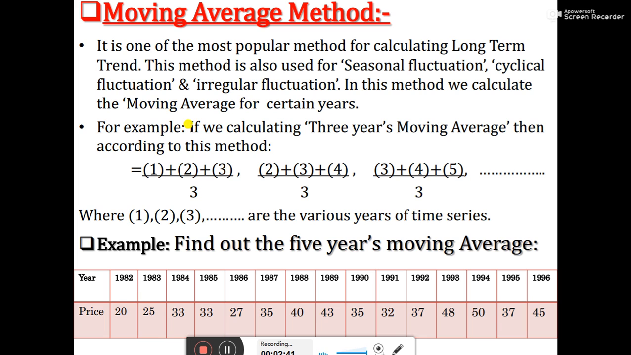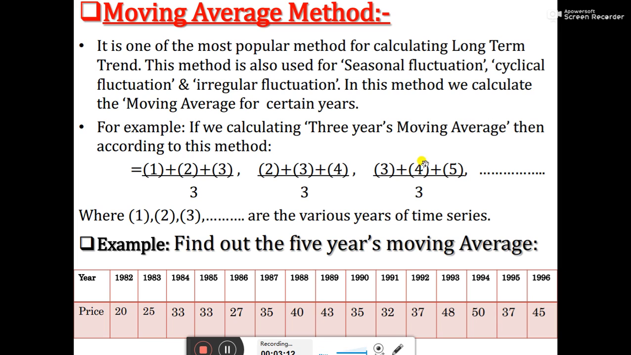This is another method, the moving average method. It is one of the most popular methods for calculating long-term trend, and the method is also used for seasonal fluctuations, cyclical fluctuations or irregular fluctuations. In this method we calculate a moving average for certain years. For example, if we calculate a 3 years moving average, then it will be 1 plus 2 plus 3 divided by 3, or 2 plus 3 plus 4 divided by 3, or 3 plus 4 plus 5 divided by 3.